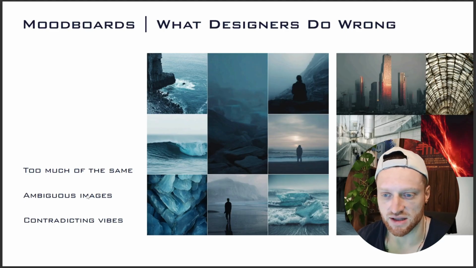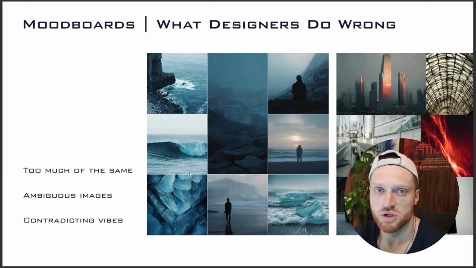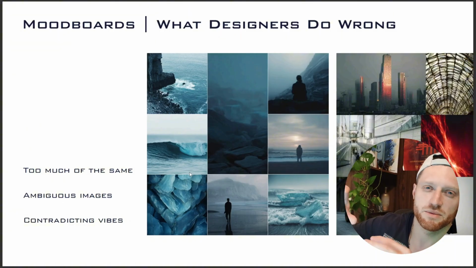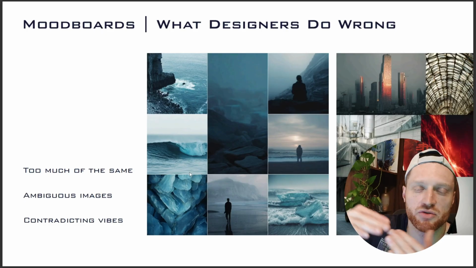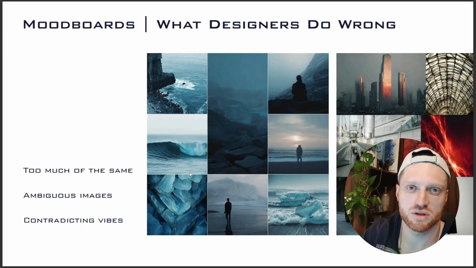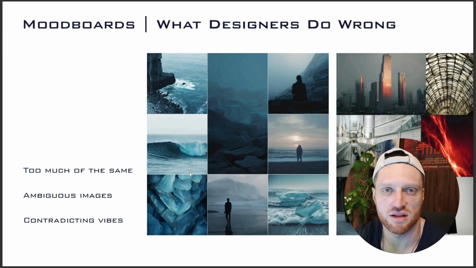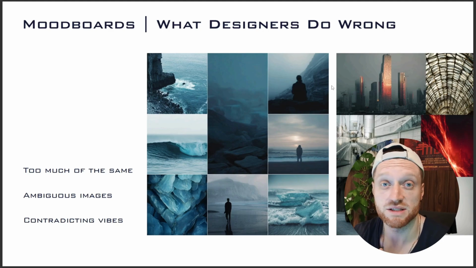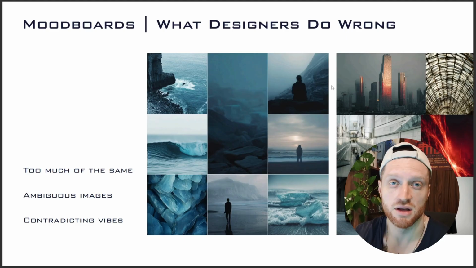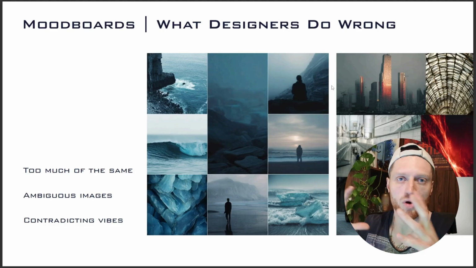And another mistake is ambiguous images, where we show something really premium and something rather cheap. So we create a contradiction within our mood board. So what does that communicate exactly? What are we trying to do? It's a little bit difficult if there are contradicting messages that the individual images send to form an overall impression in terms of mood and emotion.